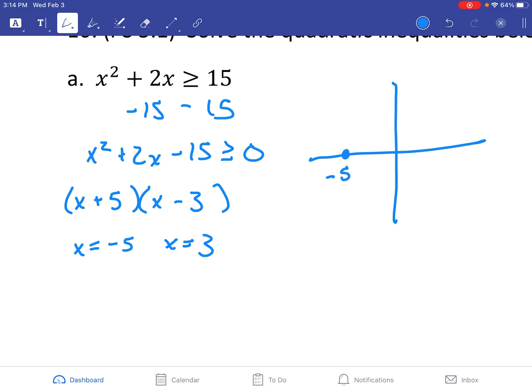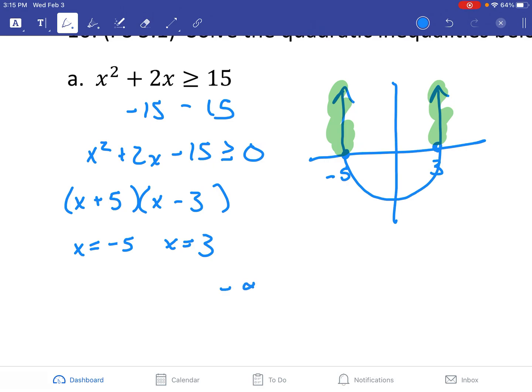We have negative 5 here and positive 3 here. Our graph is positive, so it's going to look something like this. And now we can do the inequality part. The inequality says it's greater than or equal to, so we want to find things that are above the x-axis. Well, this is above the x-axis, and so is this. So we're going to write our answers for those pieces as interval notation.